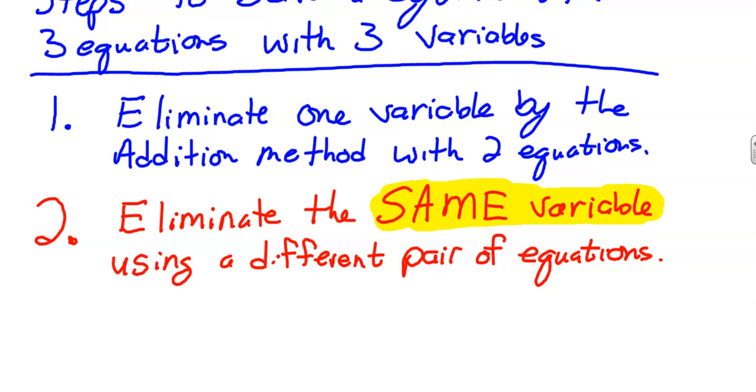Okay, once you do that, then you should have it so that you've got, let's say you eliminated Z on the first step and Z on the second step. Now you've got 2 new equations that just have X and Y. So you're going to take those 2 equations and solve those by either elimination or substitution, just like you were doing in section 1.